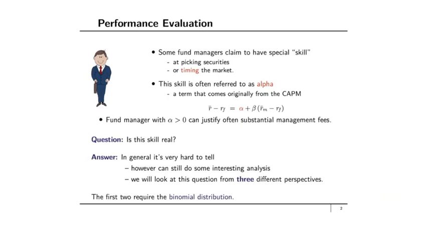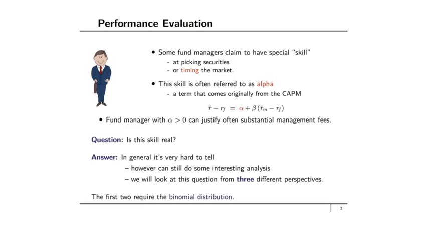Let's get started. Some fund managers claim to have special skill. What do I mean by special skill? Well, for example, they might claim to be very good at picking stocks, or they might claim to be very good at timing the market. Now, what do I mean by timing the market? I mean the following. Maybe they know a good time when to enter into the market. In other words, when to invest in the S&P 500 or the Euro stocks or whatever. And also they might claim that they know a good time when to get out of the market. When is a good time to sell? So that's what timing the market means.